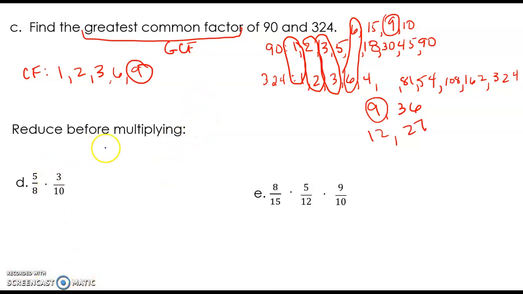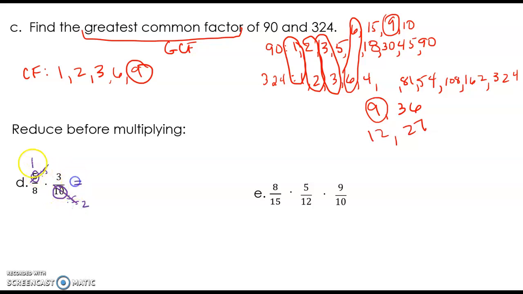All right, let's reduce before multiplying. So to reduce before multiplying, something has to be on the top and something has to be on the bottom that you can divide. Okay, so 3, there's nothing that goes into 3 and goes into 8. But 5 goes into 5 and into 10. So 5 divided by 5 is 1, and 10 divided by 5 is 2.